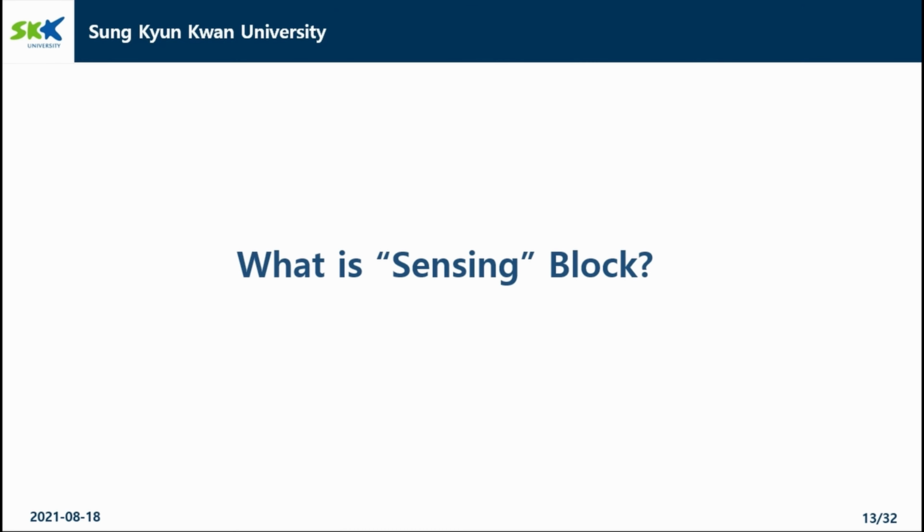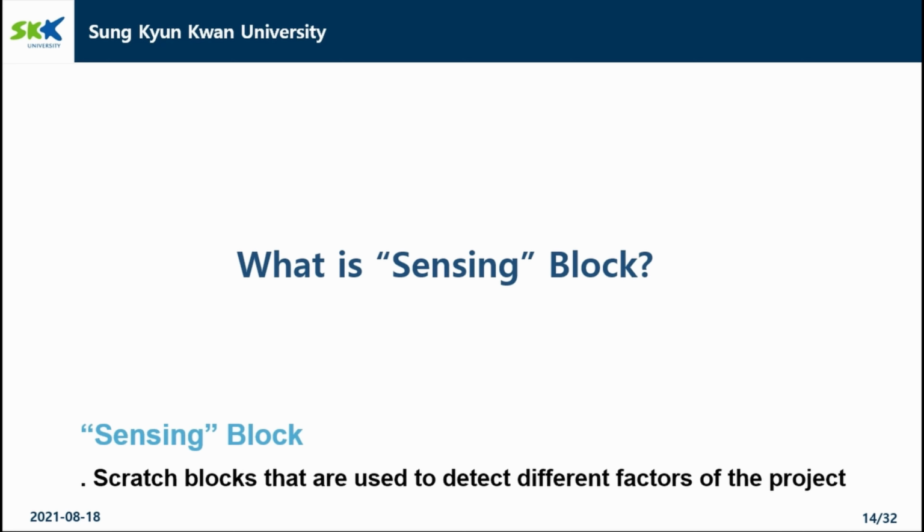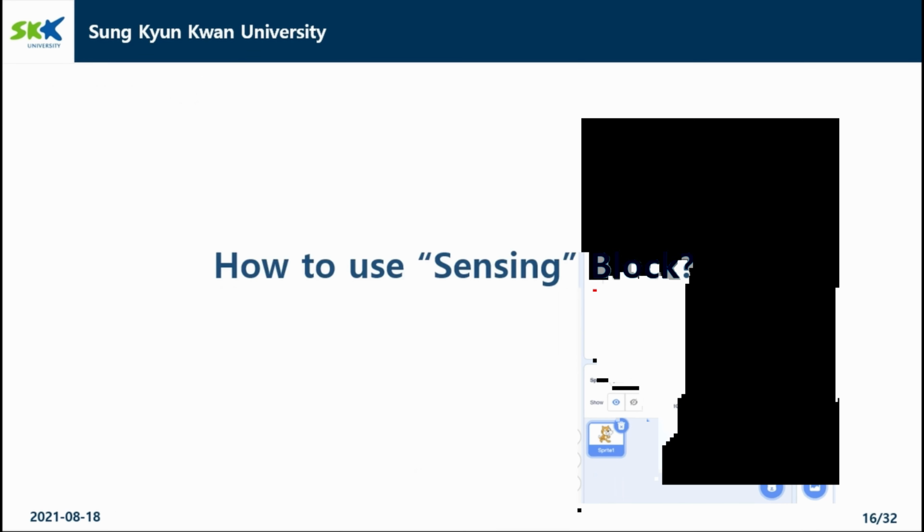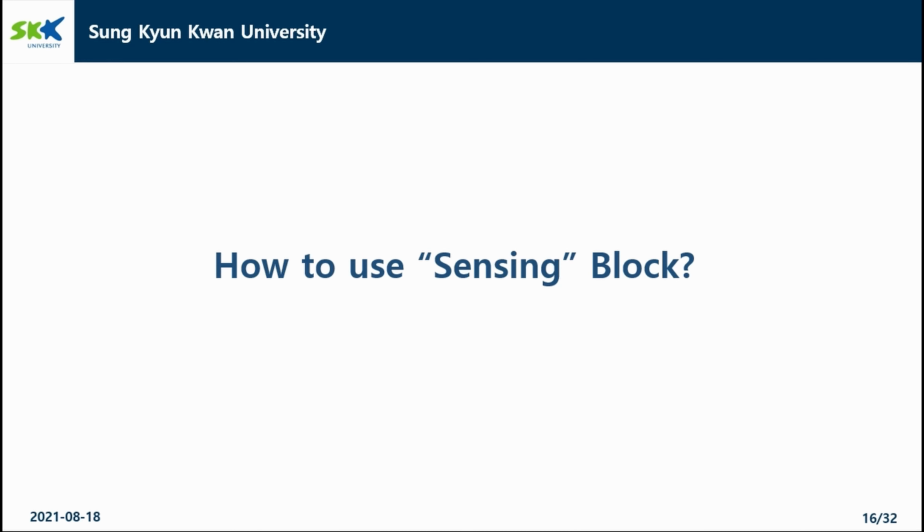What do you think a sensing block is? Sensing blocks are Scratch blocks that are used to detect different factors of the project. You can find the sensing button at the left side of the main page. And now let's learn how to use it.